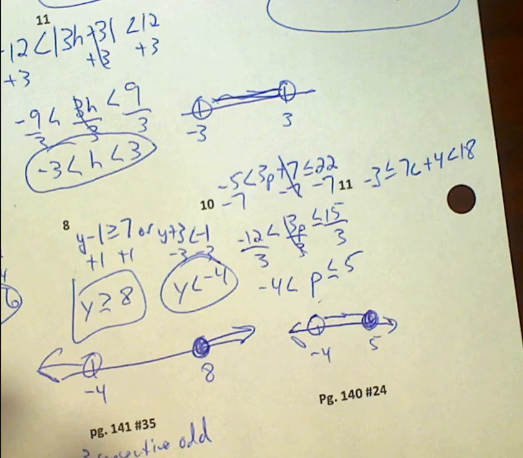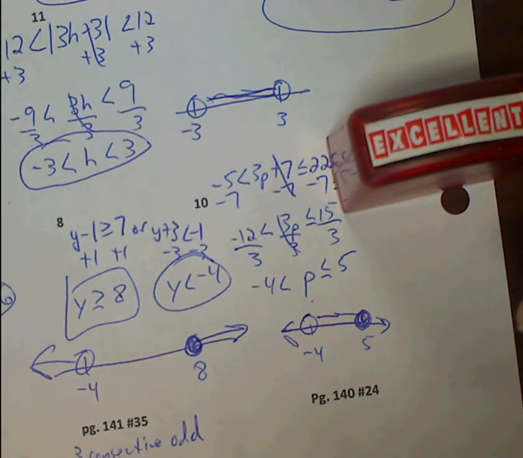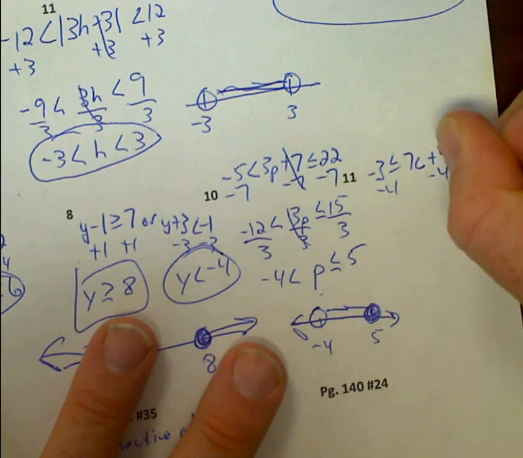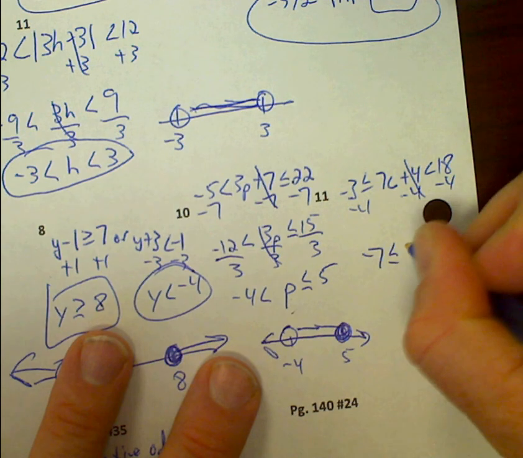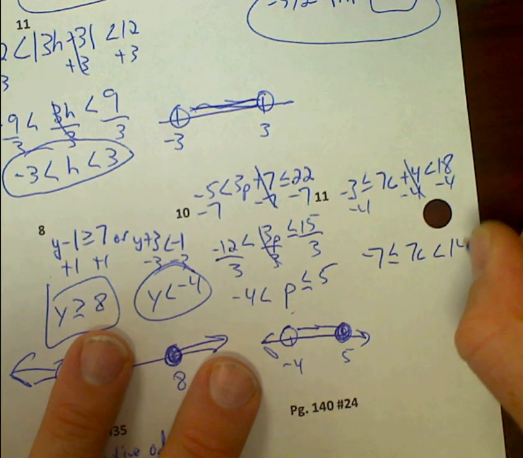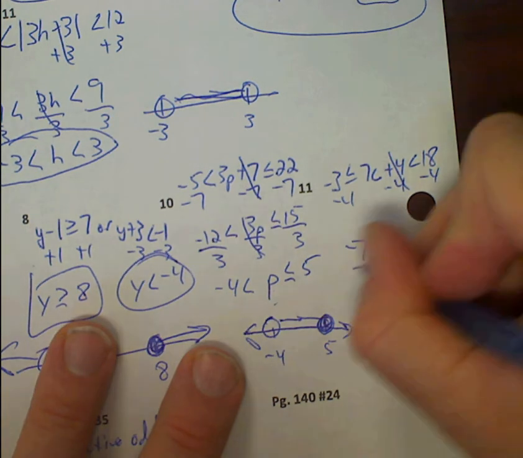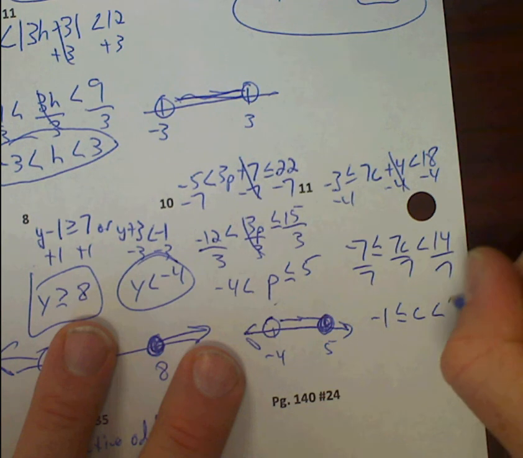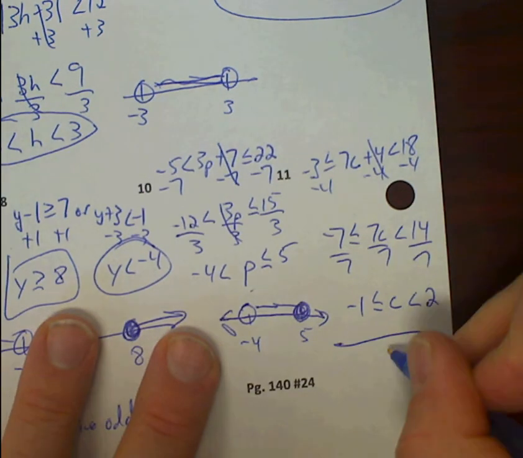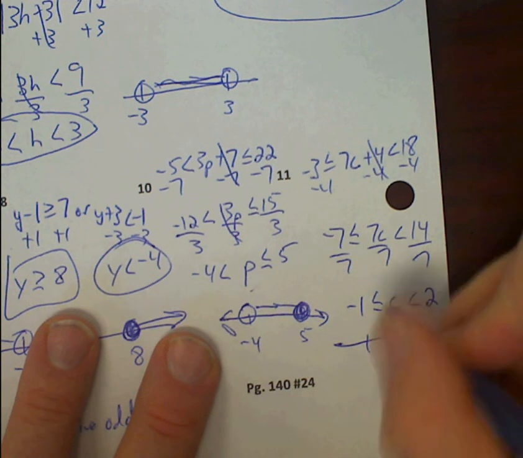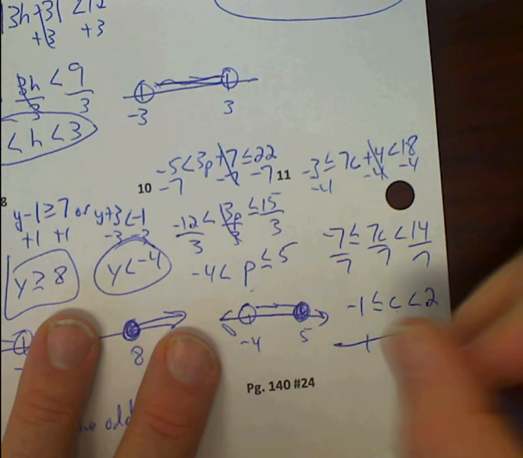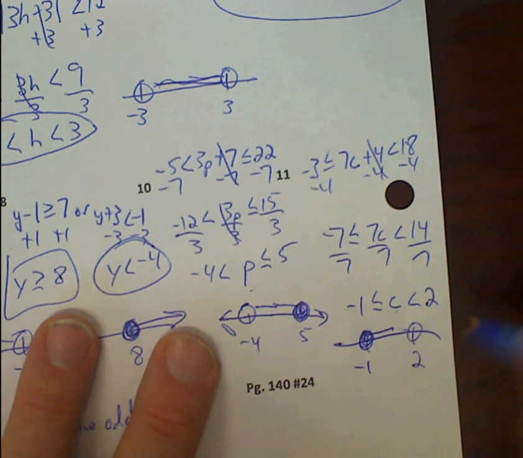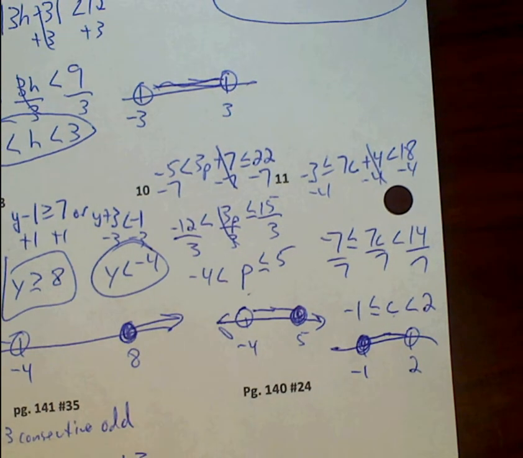Number 11, pause the video and try. On number 11, minus 4 to everything. That gives me negative 7 less than or equal to 7c less than 14. Divide everything by 7. I get negative 1 less than or equal to c less than 2. If I were to graph this, c is greater than or equal to negative 1. This would be c is less than 2. That would be my solution.